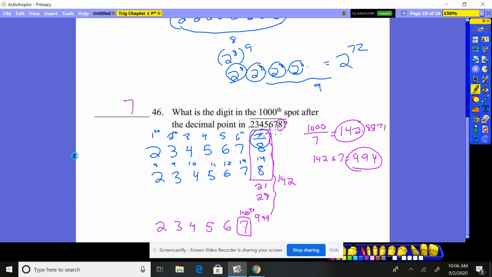You have to always base this off of that last digit. It's in the 7th spot, so we can go by multiples of 7. All right, there's all the problems for you.